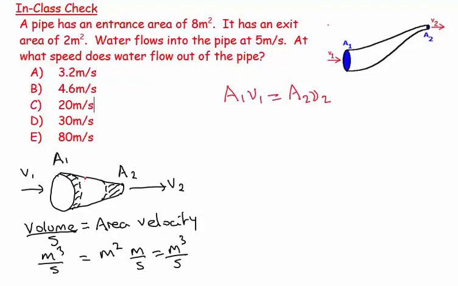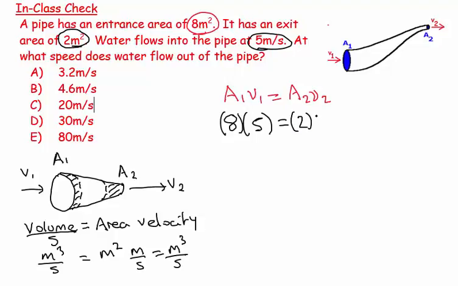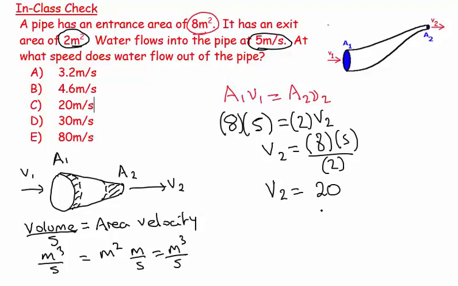So returning to this problem, however, our entrance has an area of 8 square meters, and our velocity is 5 meters per second, and that equals my exit area, which is 2, times my exit velocity, which is what I want. So V2 is equal to 8 times 5 over 2. V2 is equal to 20, and of course it's a velocity, so it needs to be meters per second.